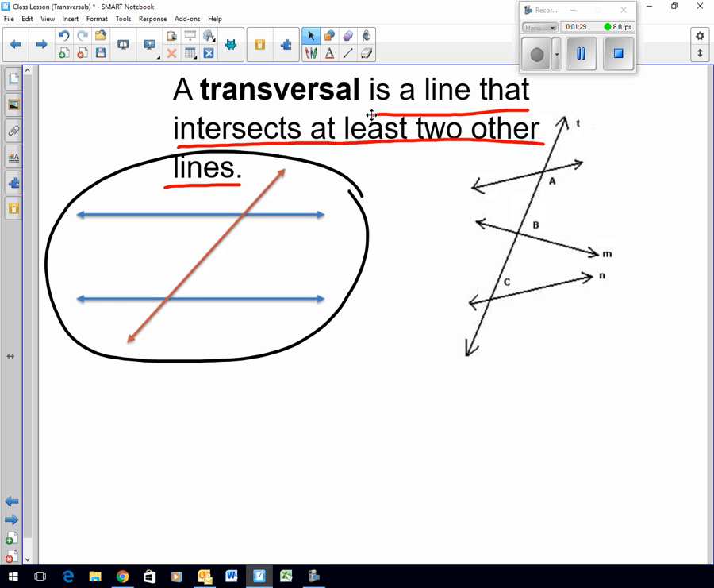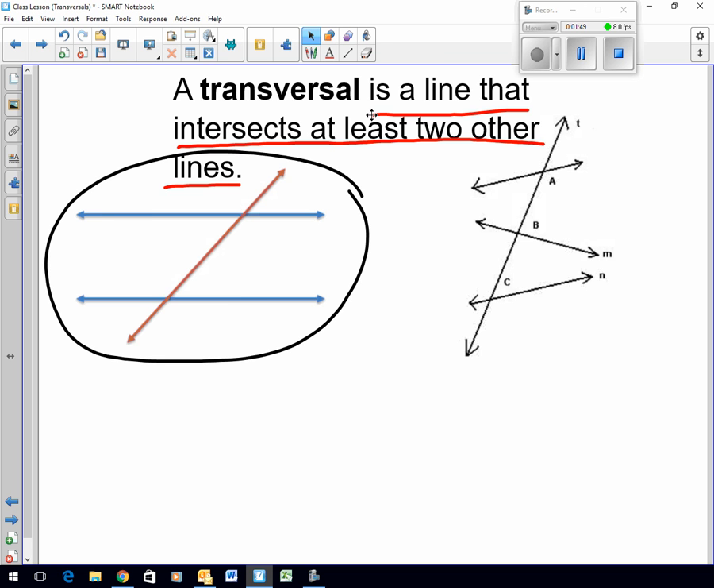This one has two parallel lines intersected by one. Parallel lines versus non-parallel lines will produce different results. So that's what we're studying right now. What happens when a transversal intersects parallel lines?